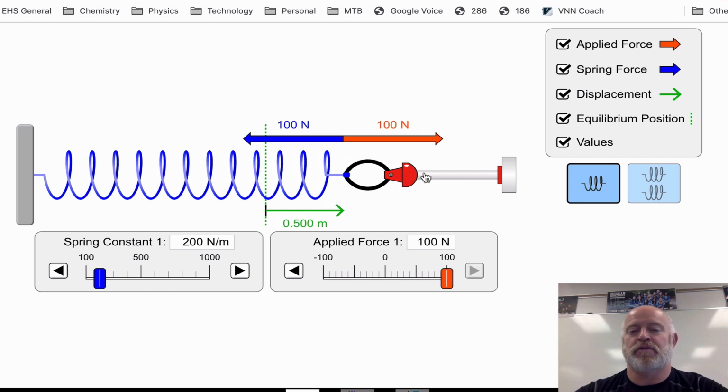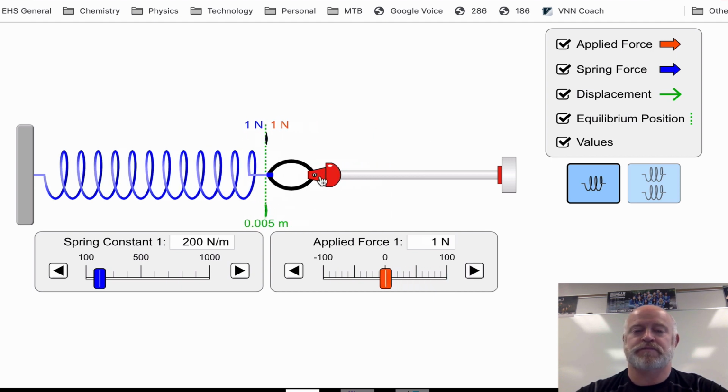So the harder I pull back on the spring, maximum of 100 newtons, the harder the spring pulls back on me. That goes back to our third law of motion, of equal and opposite action-reaction pairs for Newton's laws. Now, I got a 1/2 meter of pull out of this by doing this.